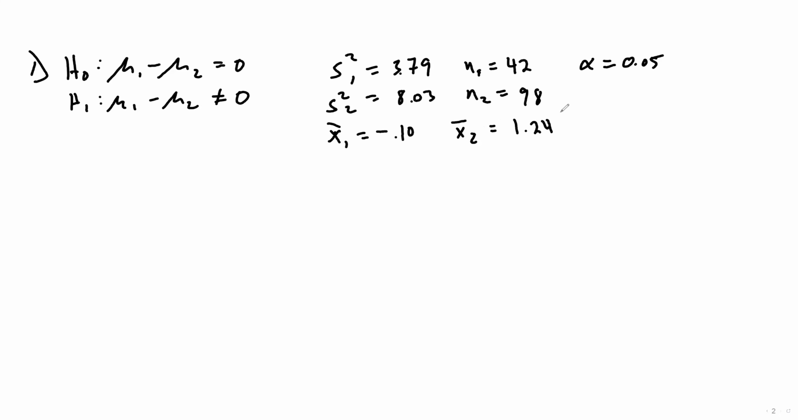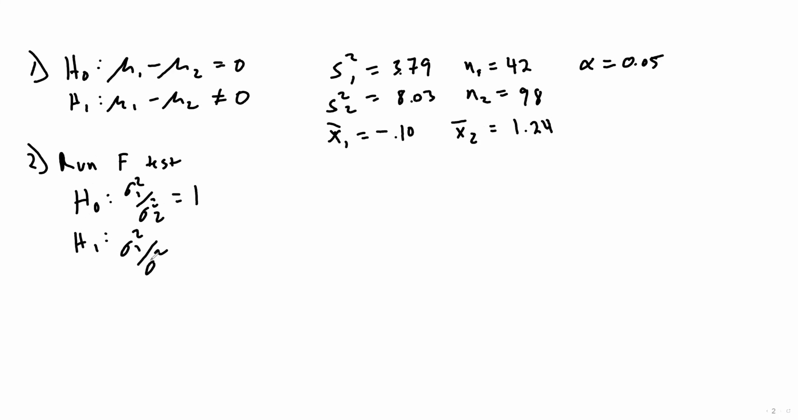Okay, now, first step done. Second step is run your F test. So our null and alternative will always look like this. I've told you multiple times now. All right, so we need to calculate our F stat. That is a given. You know the formula.